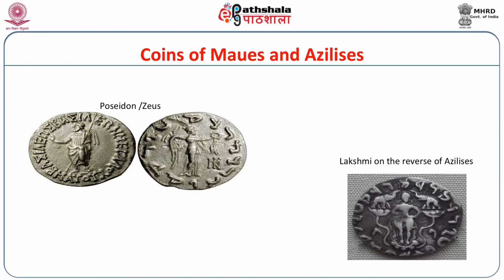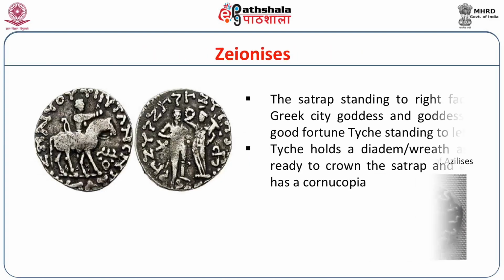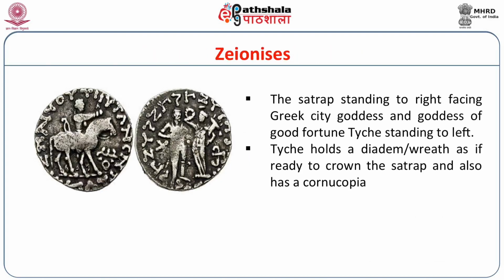So here you have Poseidon, Zeus, and on the other hand you have Lakshmi on the reverse of the Azilises coins, where you can see the 2 elephants standing on the lotus, and they are actually anointing or putting water on Lakshmi. This is a very interesting coin type which one should take into account, because here you find the Greek goddess Tyche, who is the Greek city goddess, and she is also the goddess of fortune.